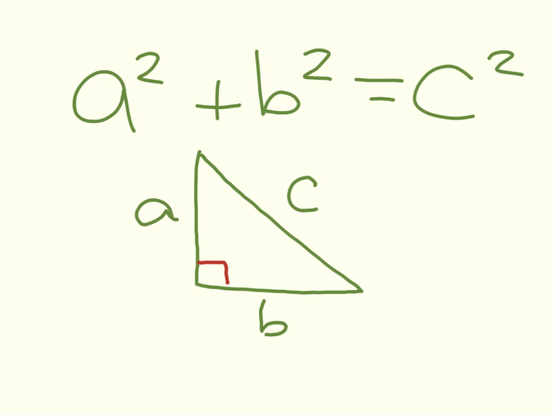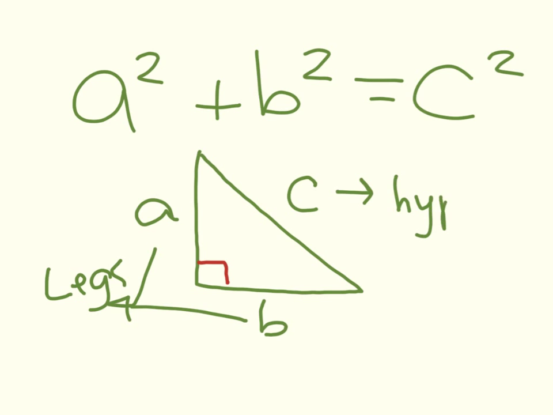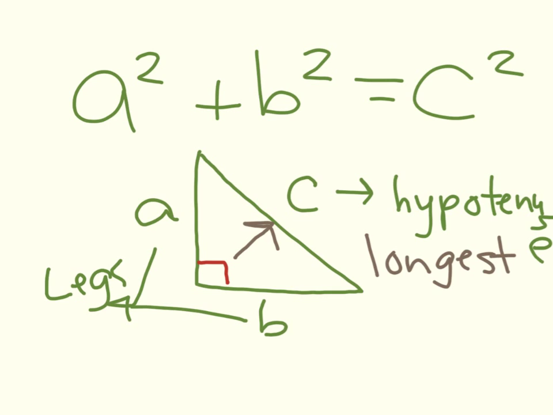The Pythagorean Theorem states a squared plus b squared equals c squared. A and B are considered the legs of a right triangle, and C represents the hypotenuse. C is always directly across from the right angle, and that is always your longest side, where A and B are not. They make up the right angle.